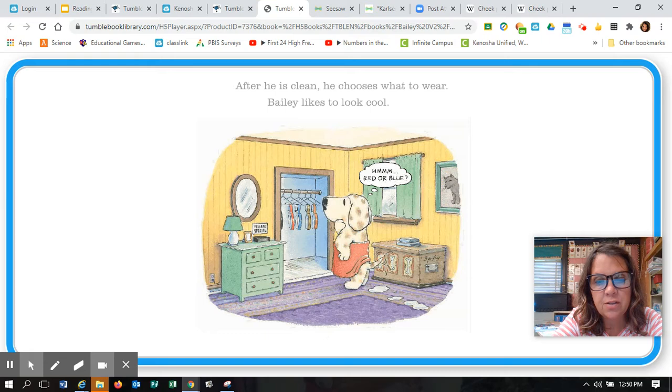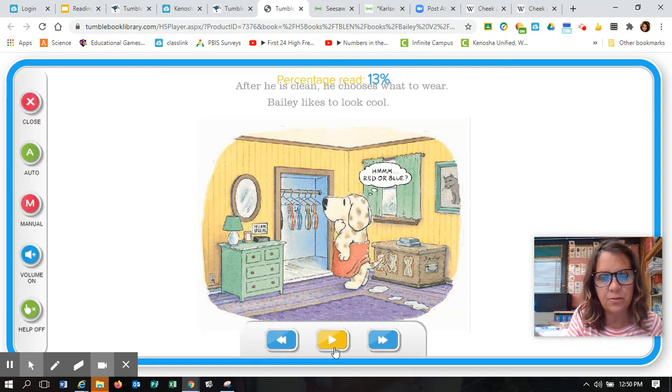Looking at this picture, is there anything else we could say about him or that you already learned about him? Let's pause and see what you think. Good, we heard some great ideas. I was thinking I had heard that he likes to be clean because he takes a shower. Okay, let's continue. So we already have learned a couple details about Bailey. Bailey likes to look cool.